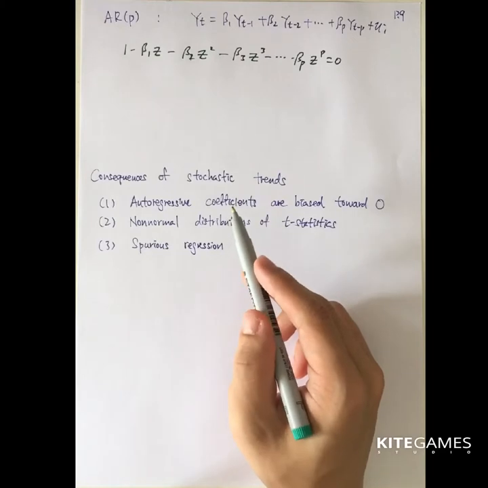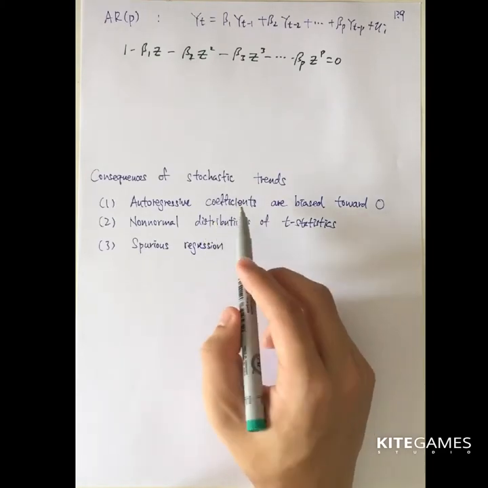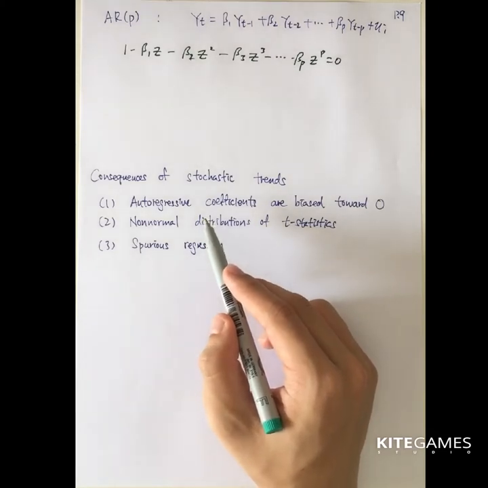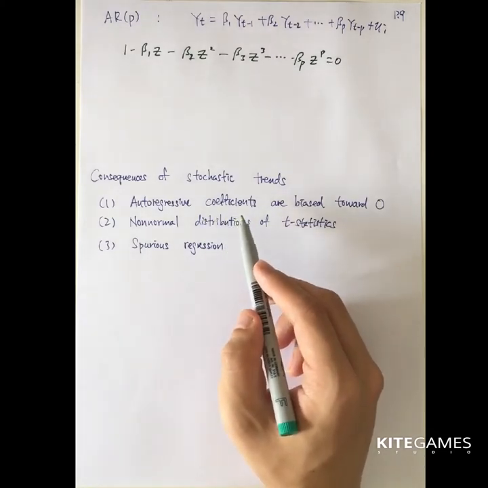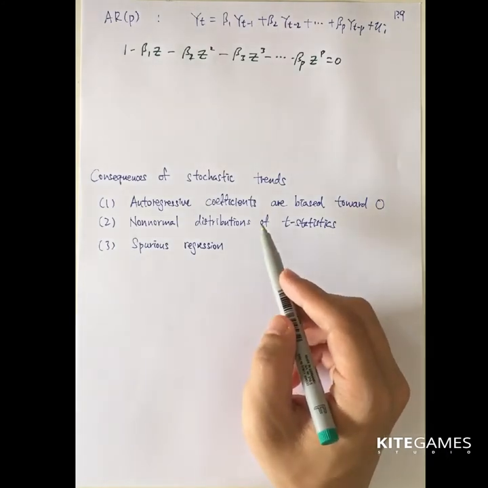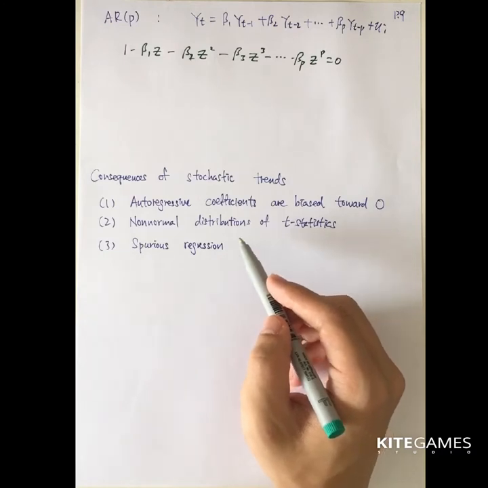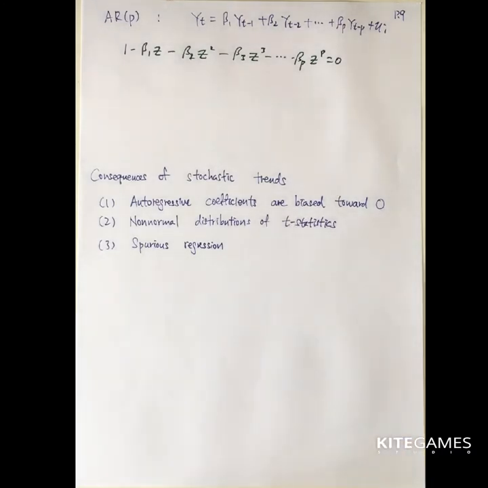So you have basically three consequences. The first one is that the autoregressive coefficient, the beta 1 hat, is biased towards 0. So this is not equal to the true population beta. Second, the t-distribution is also not normal. As a result, you cannot do any F-test or T-test, because all of this is based on the assumption that they are normal.